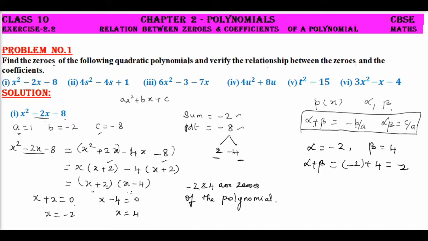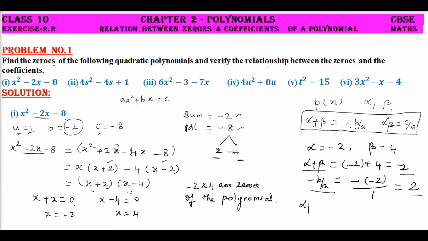So this alpha plus beta should be equal to minus b by a, isn't it? So let me see what is minus b by a. Minus b by a is minus of b, here b is minus 2, divided by a, which is 1. So it is minus of minus 2, that gives me 2. So I have got alpha plus beta equal 2 and minus b by a equal 2. Therefore, we have verified the first relation.